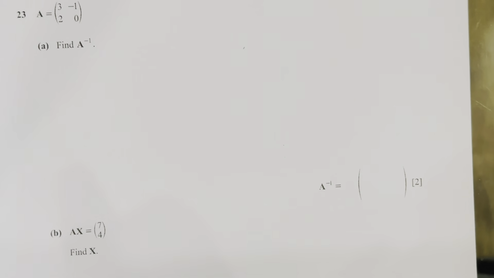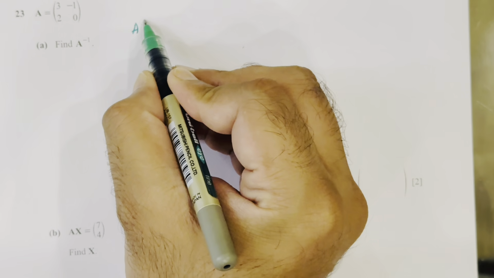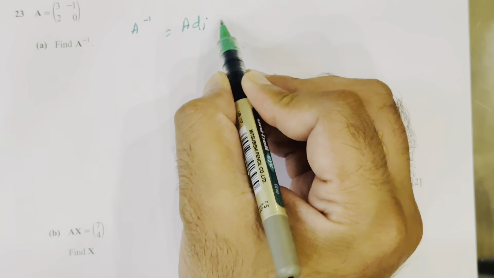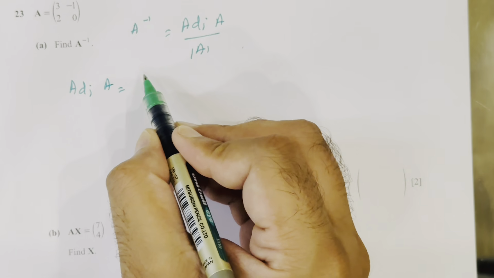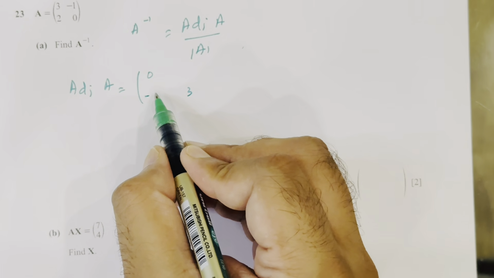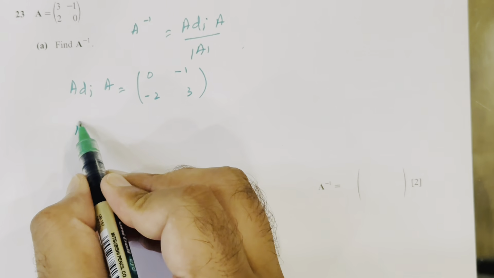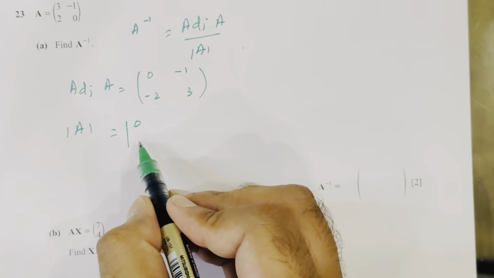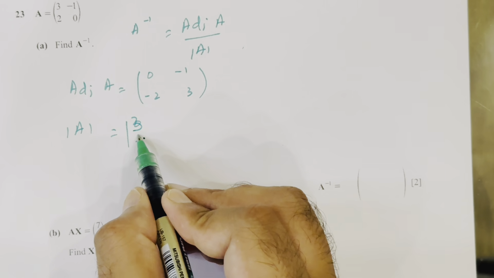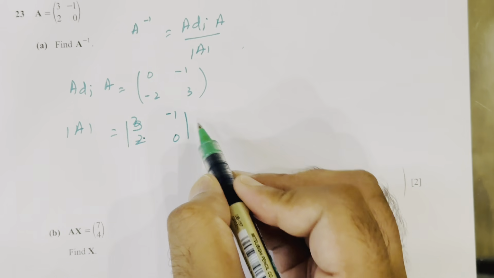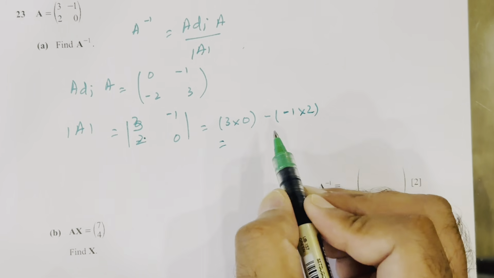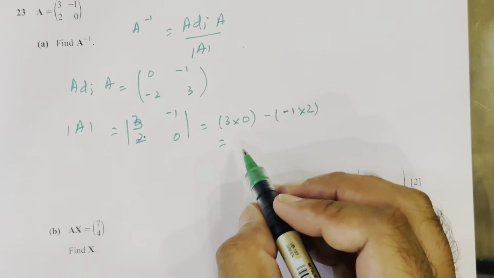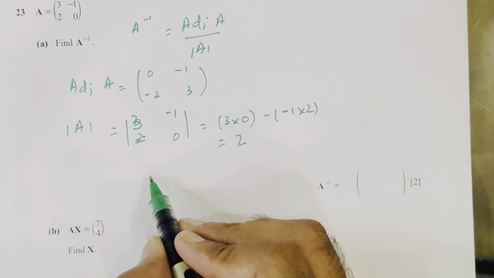Moving to question number 23, find A inverse. We know the formula for the A inverse is adjoint of A divided by determinant of A. Adjoint of A would be like changing the position of the primary diagonal and changing the sign of the secondary diagonal, and you're gonna get the determinant by simply taking the determinant, 3 into 0 minus 1 into 2, it would be plus 2.